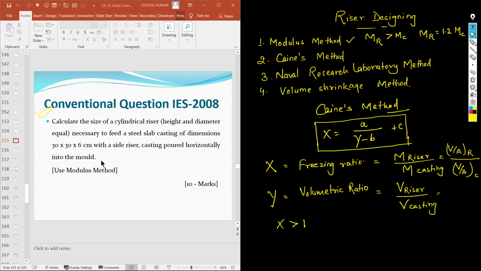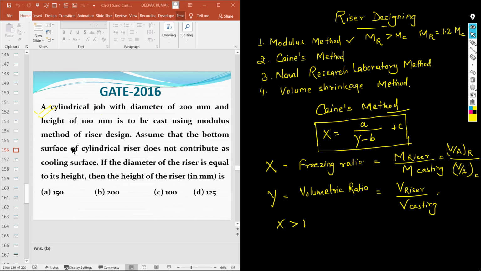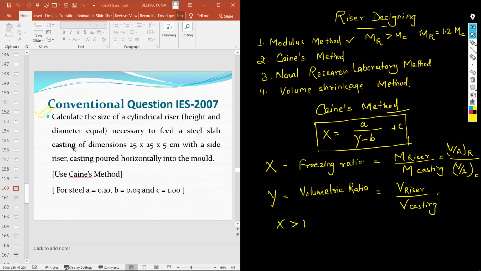Oh, okay, it's not that one. Here this value is changed. Anyway, we have A, B and C given. So put it there. First of all, we will calculate x and y. Okay, so from there we can easily calculate.